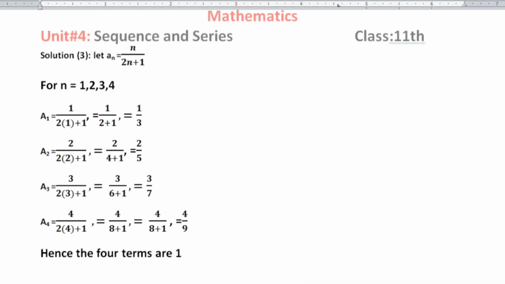1st term, that is 1 divided by 3, 2nd term, that is 2 divided by 5, 3rd term, 3 divided by 7, and 4th term, 4 divided by 9. Which is the required solution?